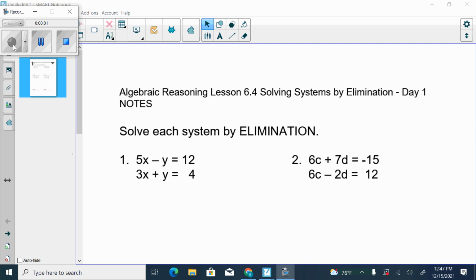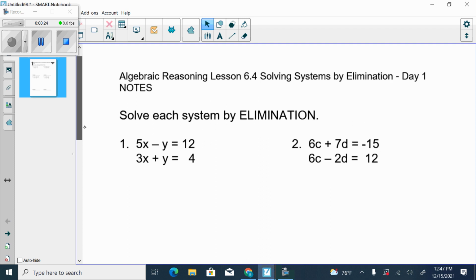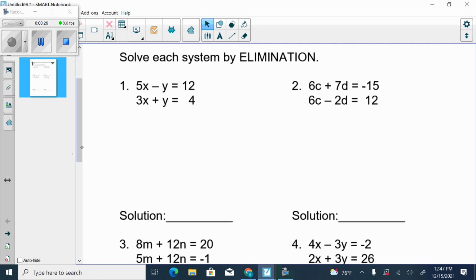Just like substitution's name kind of told us what we would be doing, subbing into each other, elimination tells us what we're going to be doing. We are eliminating a variable. Eliminate means to get rid of. So our goal here is to get one variable to go away so that we can solve for the one that's left. Okay? So whenever you are solving by elimination, you are going to add the two equations together.